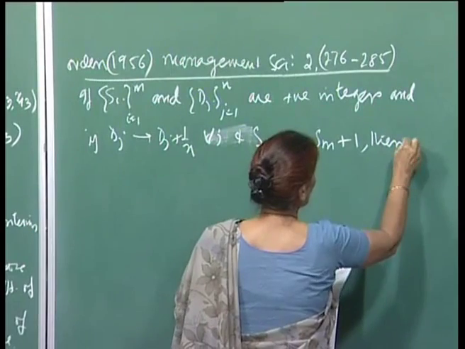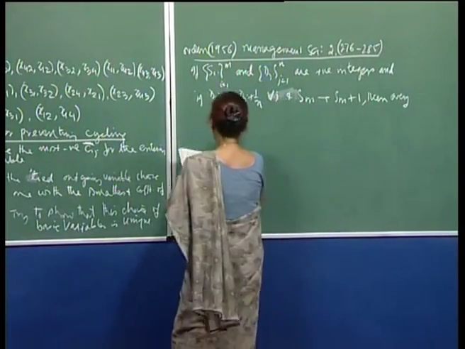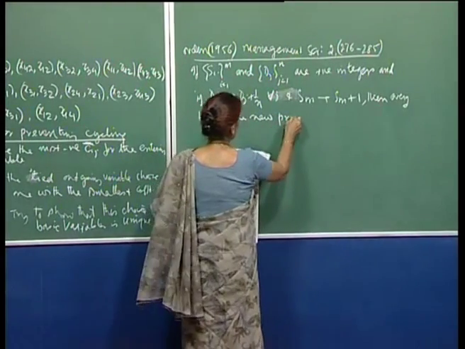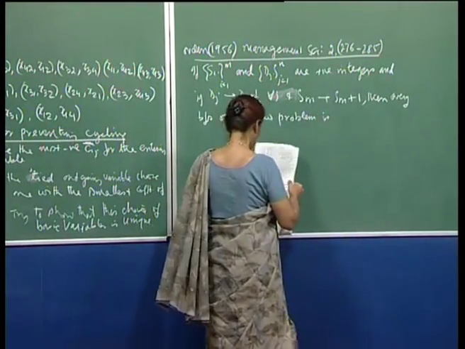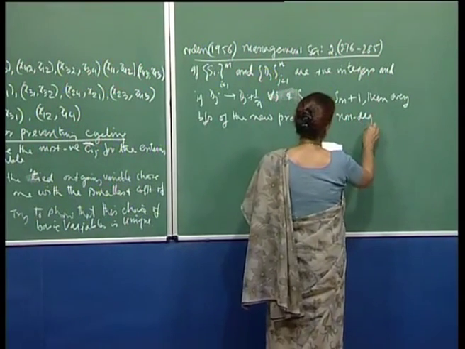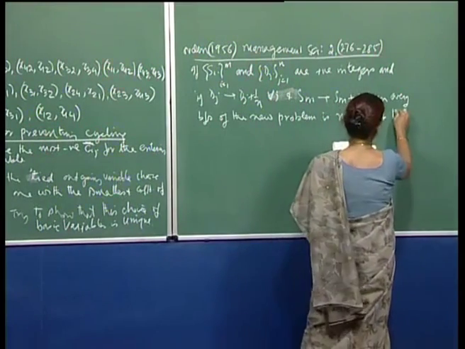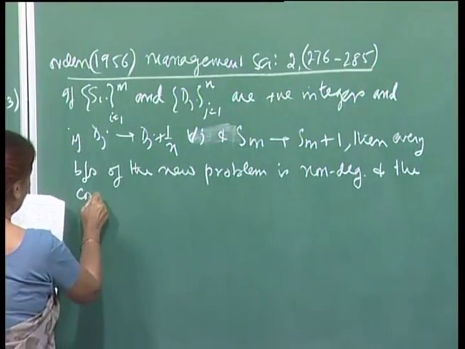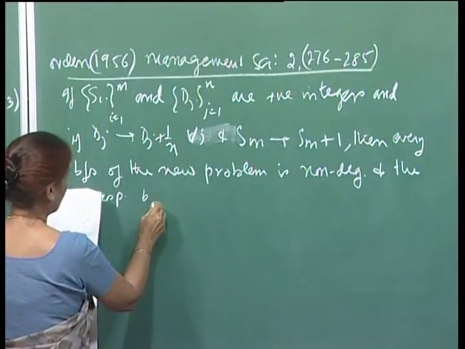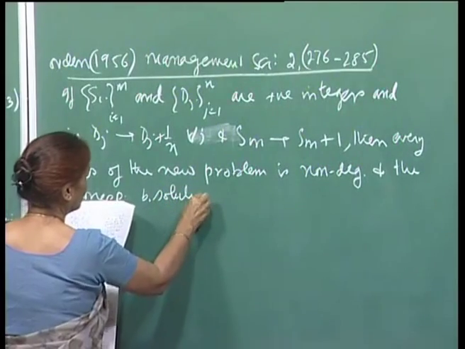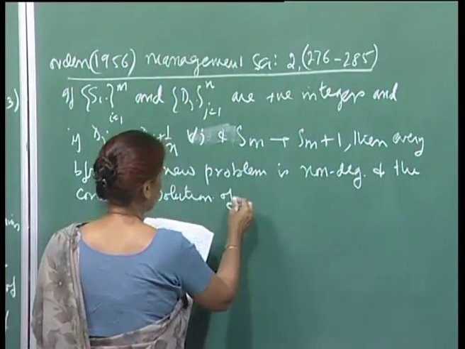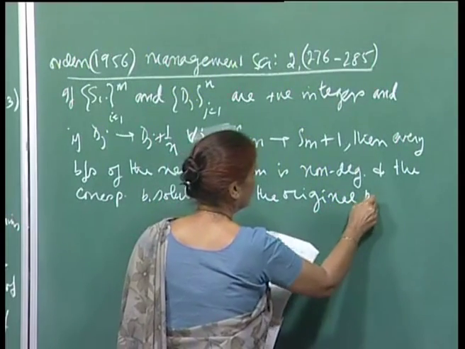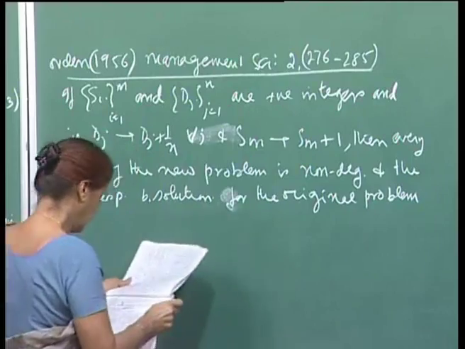Then every basic feasible solution of the new problem is non-degenerate, and the corresponding basic solution of the original problem is always feasible. Okay.